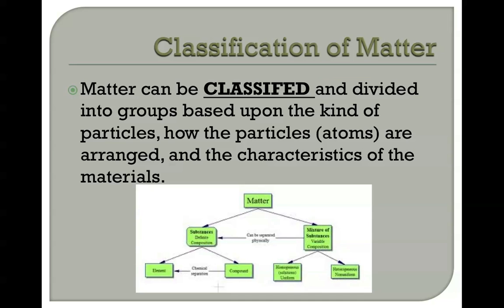Now, how do we classify this? Well, it's classified very similar to some of the classification systems you learned about in biology, and it's divided into groups based on the kind of particles, how the particles or atoms are arranged, and then the characteristics of the materials. So this is focused on types of matter, unlike some of the topics that you looked at in biology. But same type of idea, how we're going to break them down. They're going to have similarities, and we separate them by their differences.